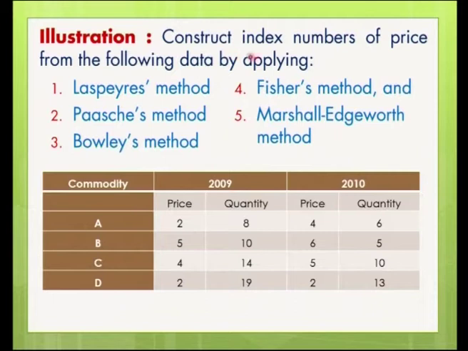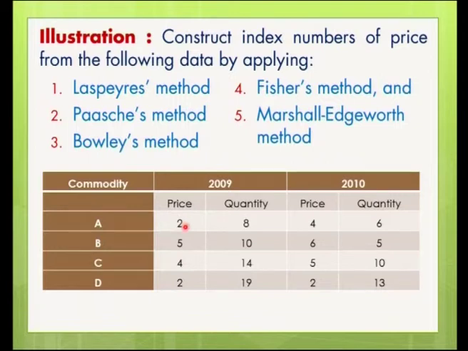So, after recalling, we will just get into working out this problem. Construct index numbers of price from the following data by applying Laspeyres method, Paasche's method, Bowley's method, Fisher's method and Marshall-Edgeworth method. And various commodities have been given. Commodities are A, B, C, D, and the base year is 2009 and the current year is 2010. The price values and quantity values are given.